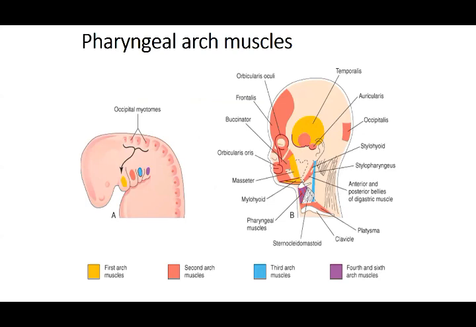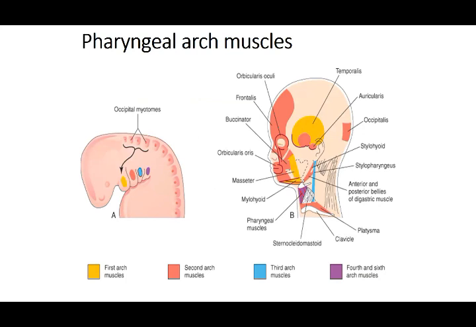Then the muscles you see in this picture are again shown by different colors. The first arch muscles from the outside are shown in yellow. Second arch muscles are the rust color. Third arch muscles are the blue one, and fourth and sixth are the purple one, right? So if you see these yellow muscles, those were the muscles of mastication: masseter, temporalis, medial and lateral pterygoids. All these are originating from the first arch.